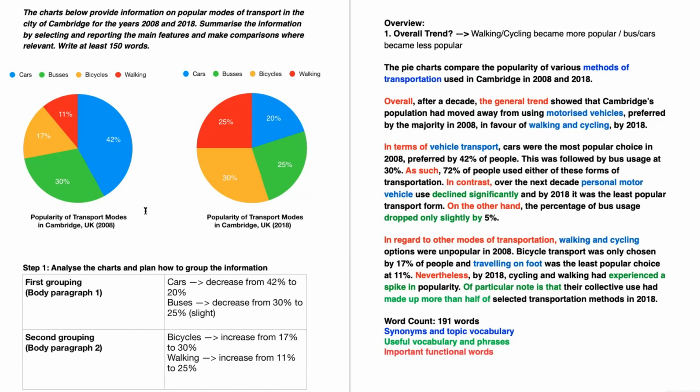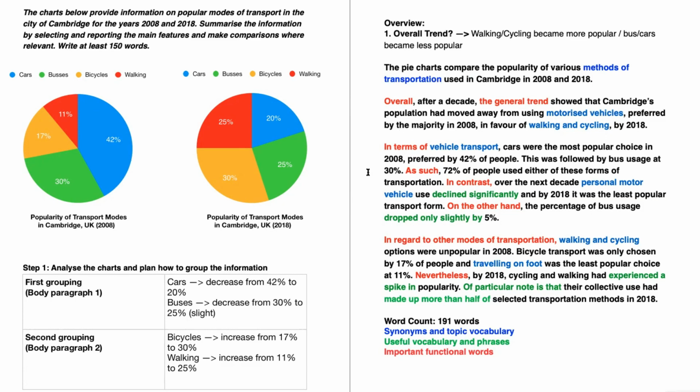And so you see how we have to use the past perfect when talking about this. Very important here. This is something that will probably come up when you have two pie charts because the dates are most likely going to be in the past. So remember to use your past perfect here. Then I've got synonyms and topic vocabulary. I've put motorized vehicles for cars and buses. That's a great synonym. And walking and cycling. So instead of saying bicycles, I've said cycling.